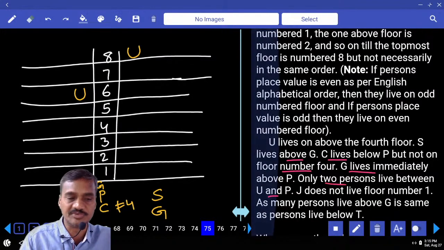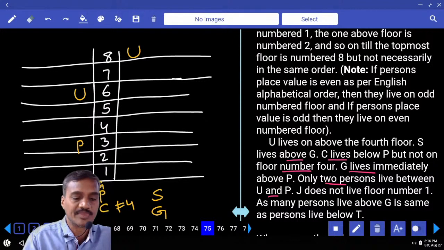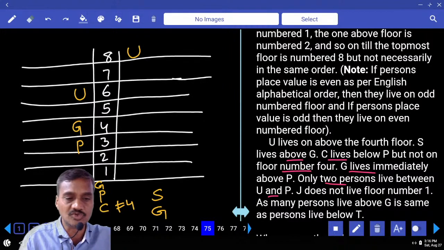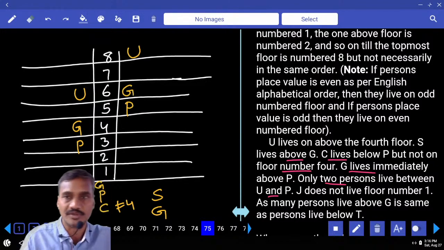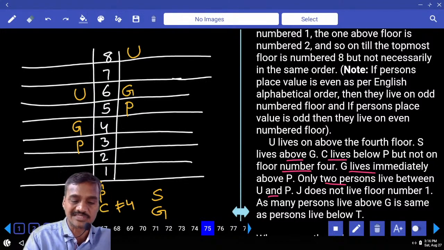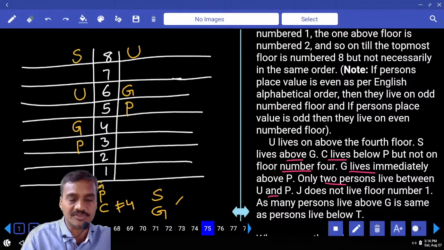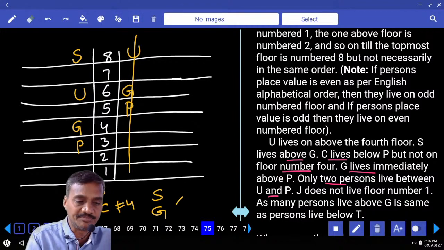And only 2 persons between U and P. Now in between U and P, there must be exactly 2 people. P is here. Now if P is here, where should G be? G must be at this place. Now S is living above G, which means S must stay on an even numbered floor. Hence, above this G, S must be here. Now in the second case, above G is not possible, as an even numbered floor is not vacant. Hence S and G, and then G, P, and C.